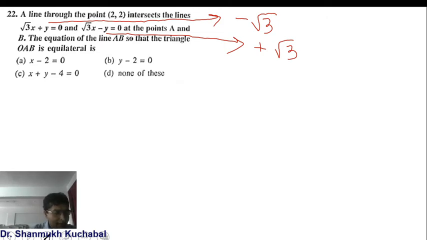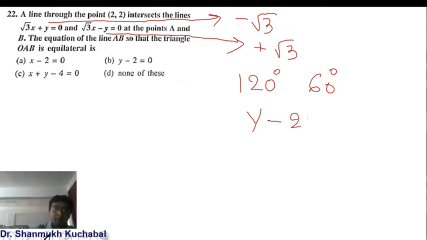With the x axis, the slopes are minus root 3 and plus root 3. The angles become 120 degrees because of tan theta: tan theta equal to minus root 3 gives 120 degrees, and plus root 3 means it will become 60 degrees. So substituting in the formula, we get y minus 2 equal to 0. Therefore clearly option B is the right answer. Clearly option B is the right answer.